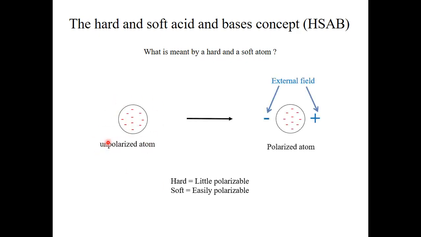So I have here an unpolarized atom and you have here your electron cloud. You see here the negative charges indicated. And when we apply an external field to that electron cloud, the electrons will tend to move towards the positive pole. The more easily they can do that, the more easily that electron cloud deforms. And the harder it is to polarize the electron cloud, the harder the atom. So this is where the name comes from.